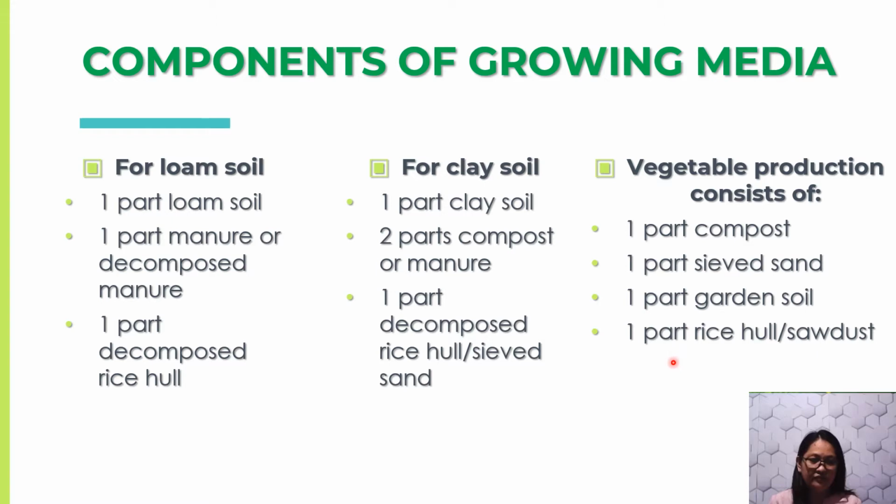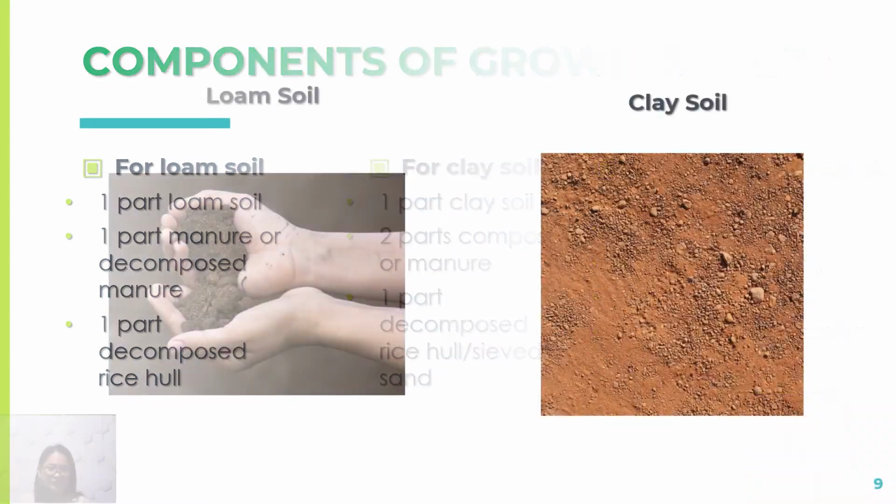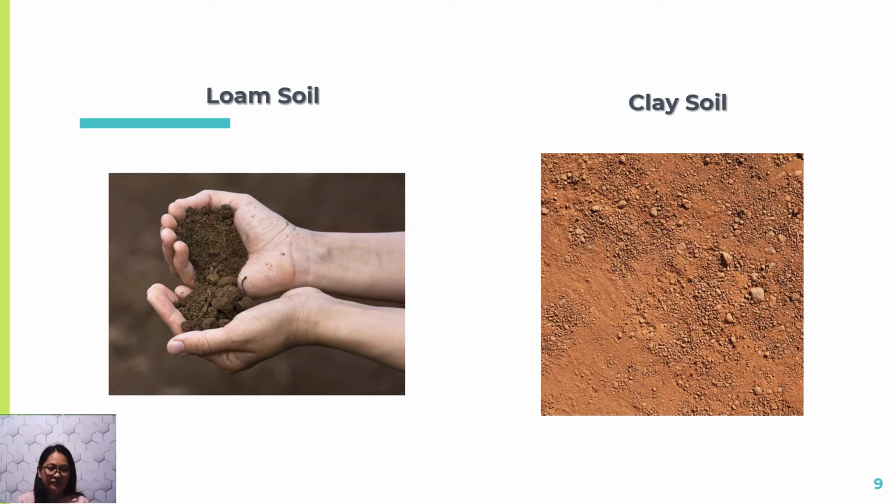These soil components are thoroughly mixed together and will be placed in seed boxes, seed trays, or germinating trays, or to the seed beds for the production of vegetable seedlings. As you can see in the picture, this is the example of loam soil and clay soil. Now, let's proceed to the soil sterilization.